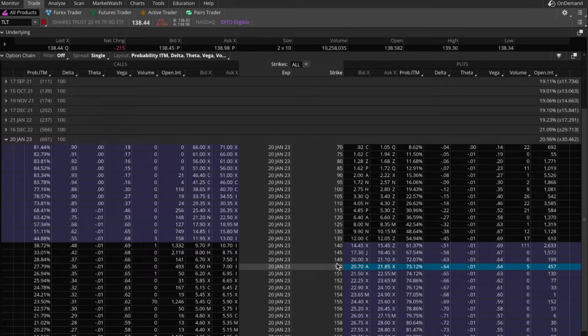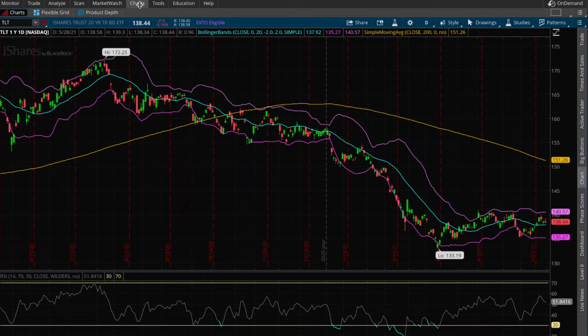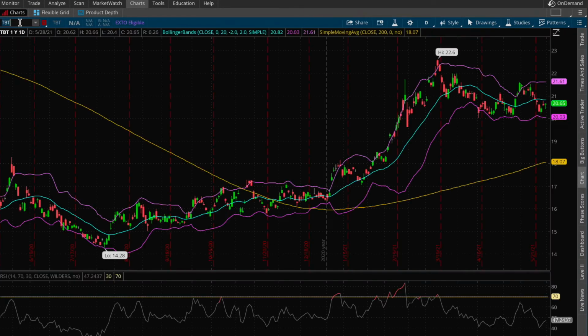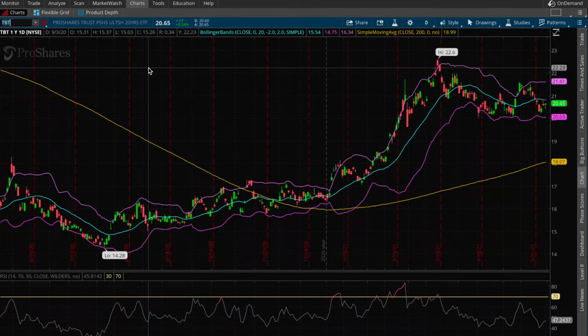But finally here, if you don't want to deal with options at all, if you just want to buy shares of something, then perhaps you can look at TBT. And that's because this is also an ETF that tracks 20-year treasuries, but it's the inverse. It's basically the inverse of TLT. So one more complexity to add into the mix here.